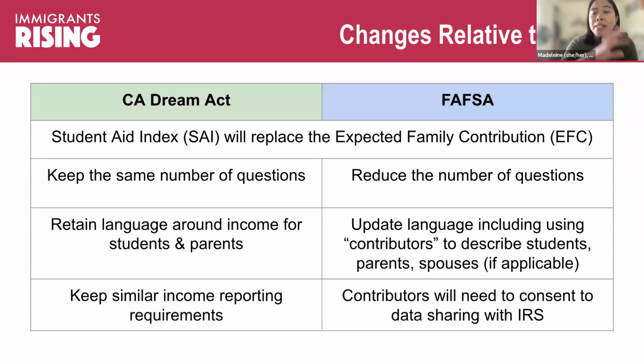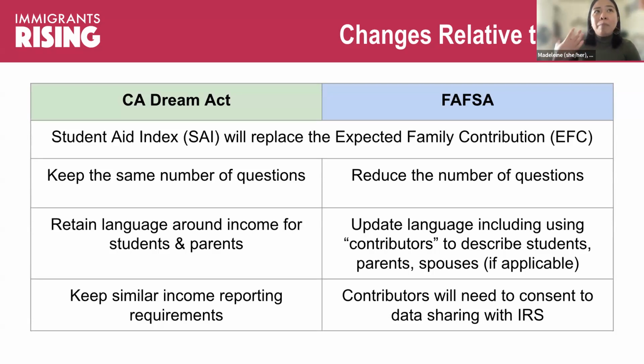And so just as an overview, some of the changes to the application relative to FAFSA: the California DREAM Act will also be transitioning to using the Student Aid Index, SAI, to replace the EFC, Expected Family Contribution, as one of the calculators to figure out how much aid a student is getting. Part of this change is also because there's a lot of confusion around the term EFC, and we're hoping that the SAI term will be a little bit more understandable for families.